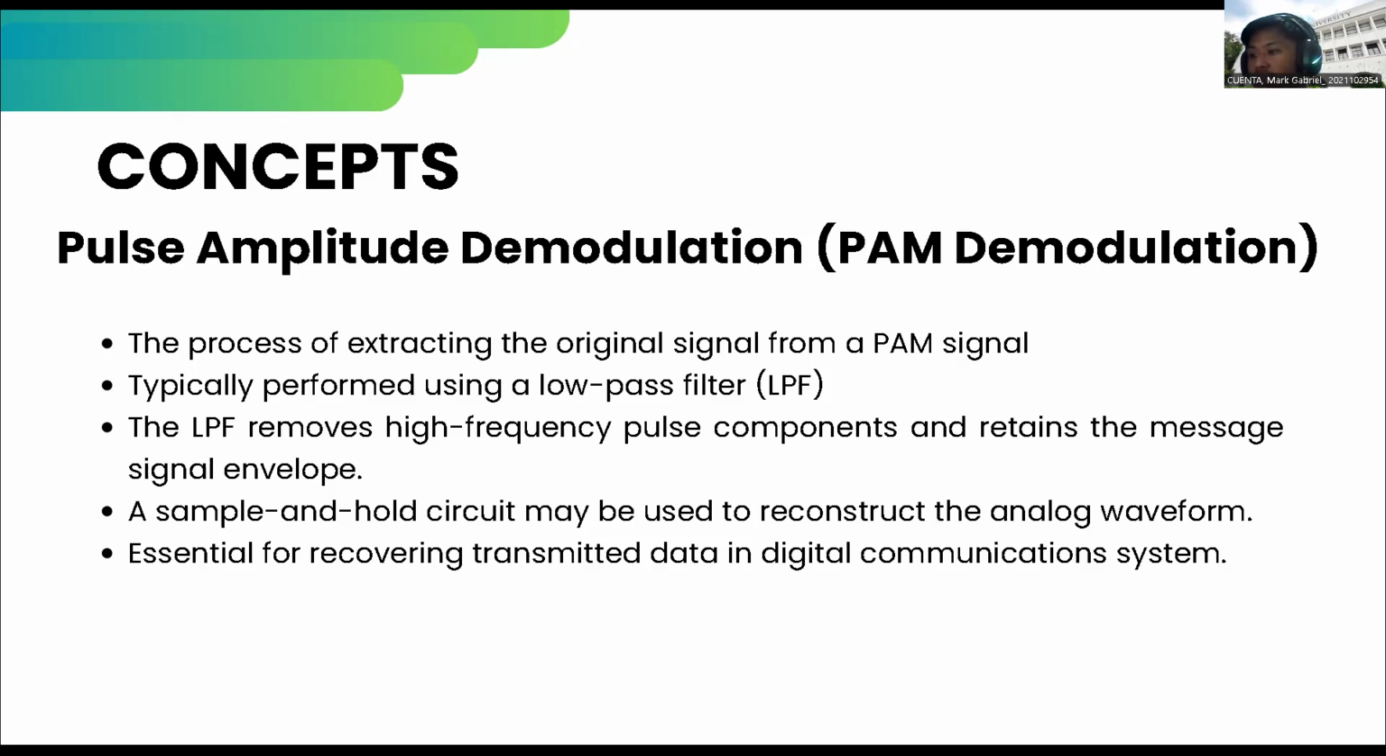Additionally, decision feedback enhances performance by combining current samples with feedback from previously detected symbols, reducing errors caused by the channel's distortion. Together, these methods ensure that the analog message signal is accurately recovered from the PAM waveform for further processing or output.